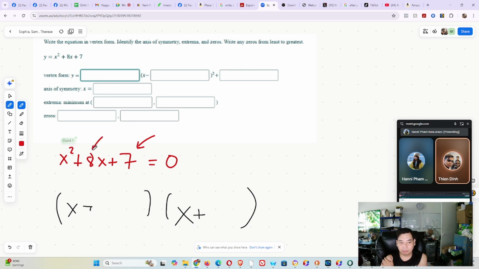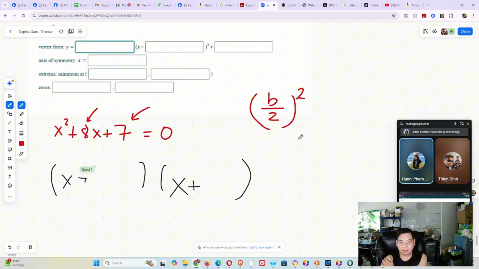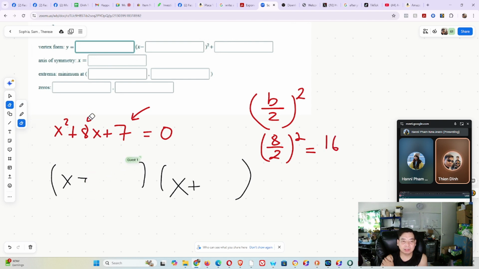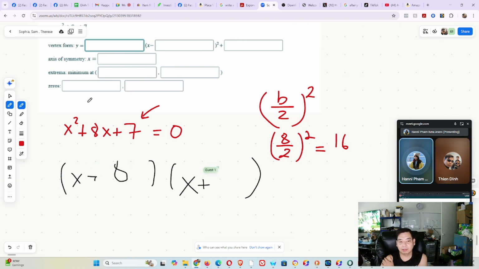We take the middle number, which is b, divide it by 2 and square it, remember? That'll be 8 divided by 2, which is 4, but then we have to square it, which is 16. We want the constant to be 16, but we have 7 right now. So add 9. We're going to add 9 to both sides.